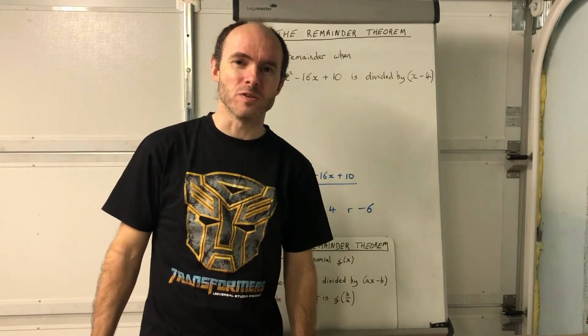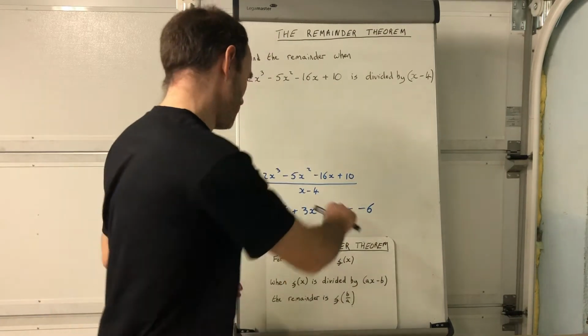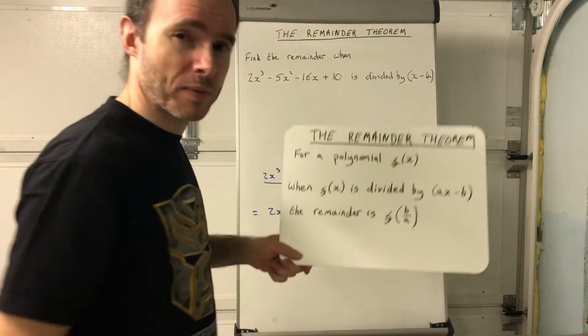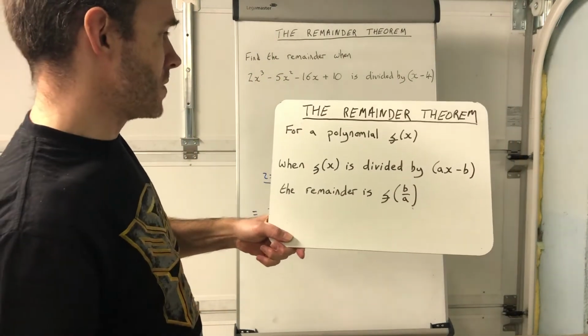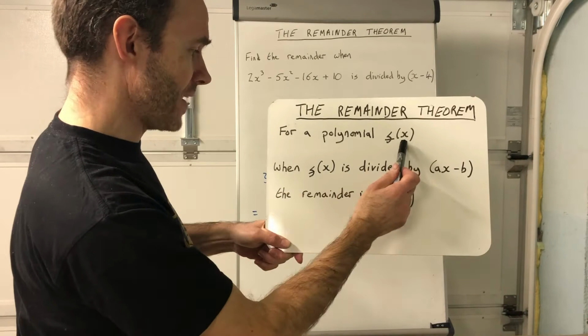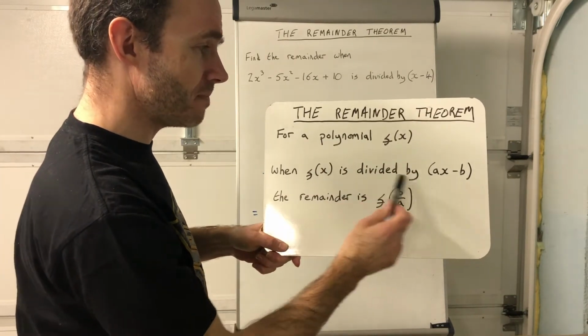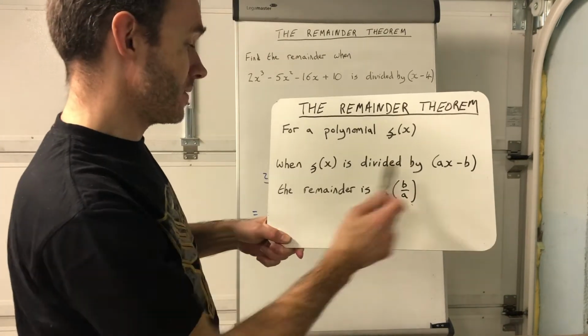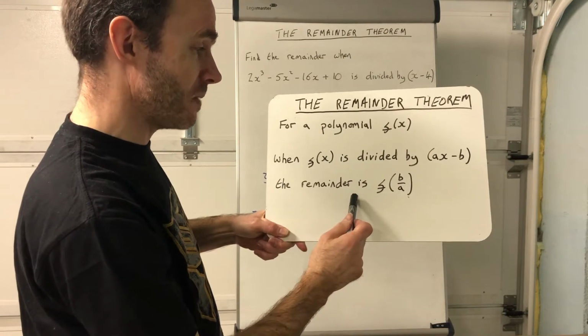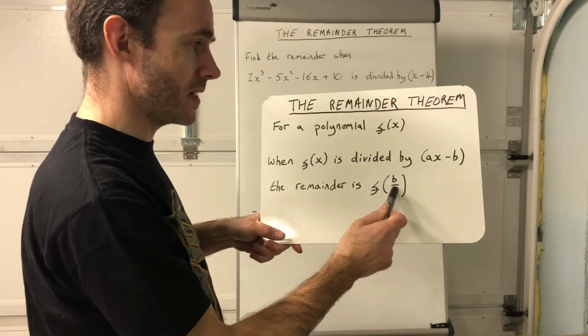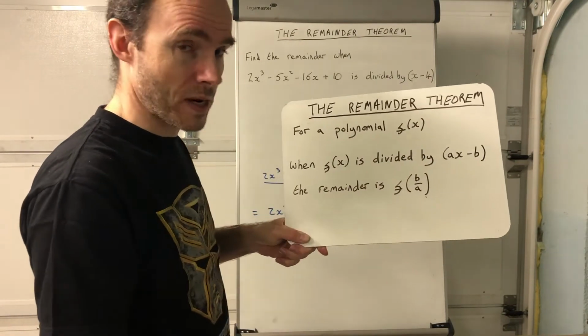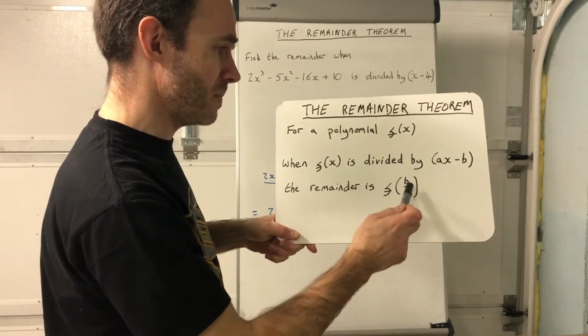Let's look at the remainder theorem. Okay, what actually is the remainder theorem? Well, I've written it down here for you, so you can copy it out as well if you want. The remainder theorem states that for a polynomial f of x, when f of x is divided by ax minus b, the remainder can also be found by substituting x equals b over a into f of x. In other words, the remainder can be found by finding f of b over a.